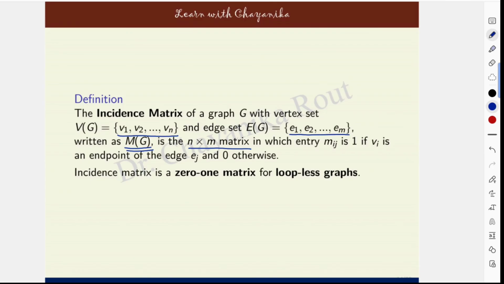So it is not always a square matrix unless the number of vertices and the number of edges in the graph are the same. The entry mij of this matrix is taken as 1 if vi is an endpoint of the edge ej, otherwise it is taken as 0. What happens for the loops, I will discuss when I go through the examples. And just remember, if you are dealing with loopless graphs, no loops, then the incidence matrix is a 0, 1 matrix. A 0, 1 matrix means a matrix in which every entry is either 0 or 1 and nothing else.